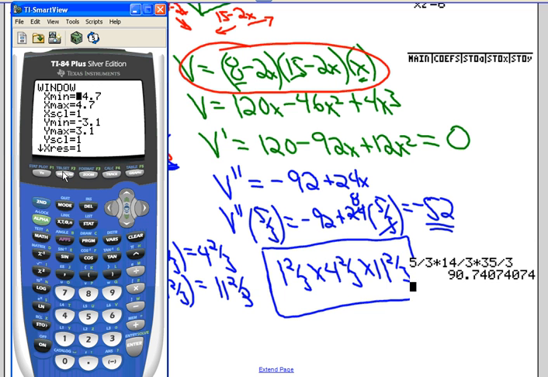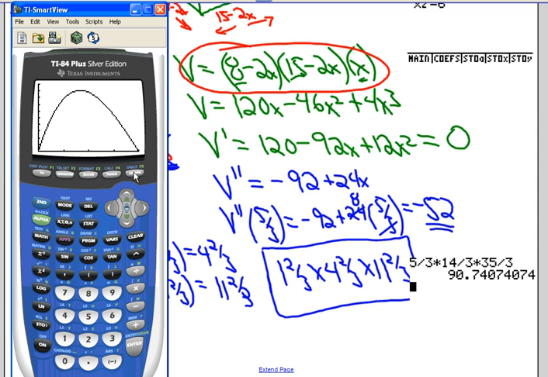When I set up my window, I think about this. This is x. We said x can't be less than 0, and it really can't be more than 4. Our scale will count by ones. For y, you're not going to have a negative volume, so 0. It looks like the max we said is 90.7. Let's just go up to 100 in case we didn't get that right. And our scale here is 10. And we hit graph.